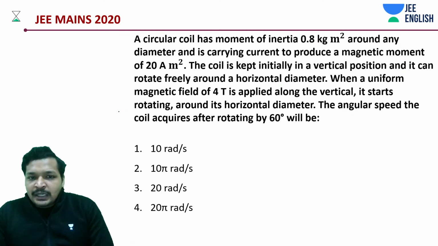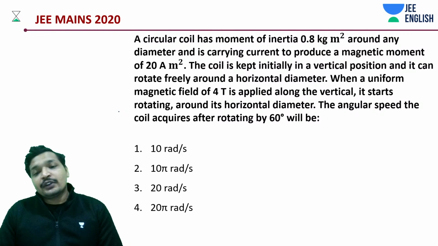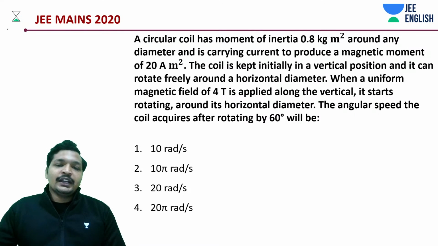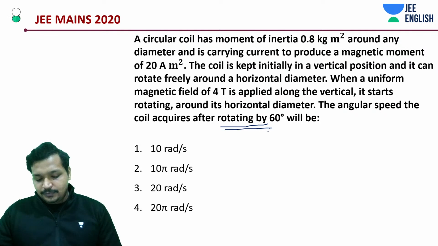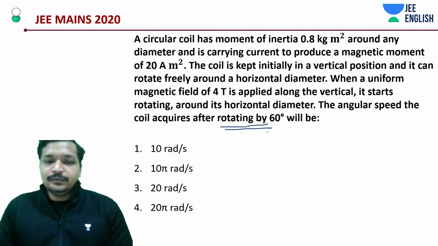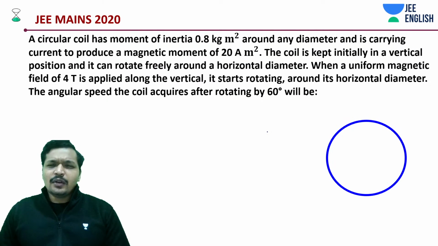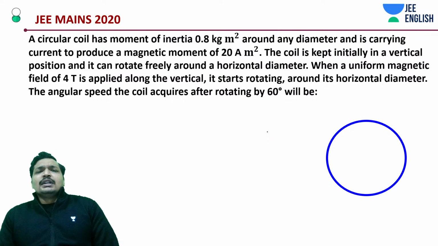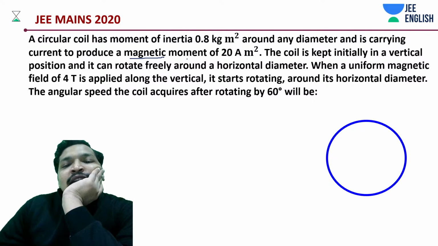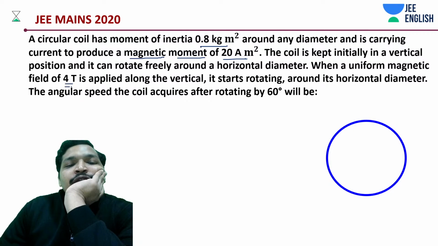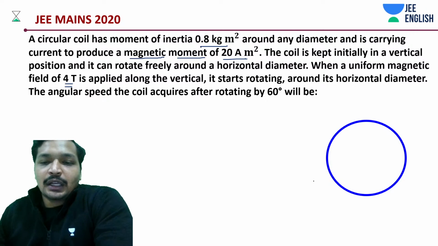Then what is being asked? The angular speed that the coil acquires after rotating 60 degrees. Very interesting problem. Just focus on this. Now, what are we supposed to calculate? We have been given the magnetic moment. We know nothing other than this and the moment of inertia. And what do you have? Field. Okay, we are going to deal with conservation of energy.